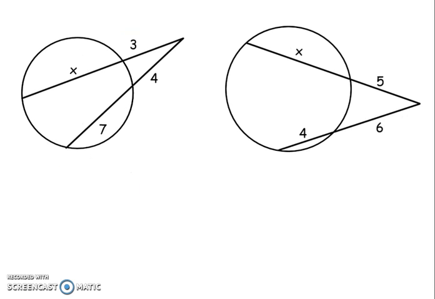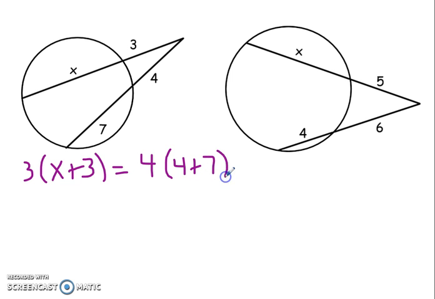Alright, so let's try a few of these. And the hard part is to remember we've got to have the whole segment. So the outside part of our top chord is 3. We're going to multiply that by the whole thing. So the whole thing is the x that's inside plus the 3 that's outside, which means on this one we're going to have to distribute. And then on the other side we have the outside part, which is the 4, and then the whole thing, which is 4 plus the 7. So we had to add the 4 and the 7 together.